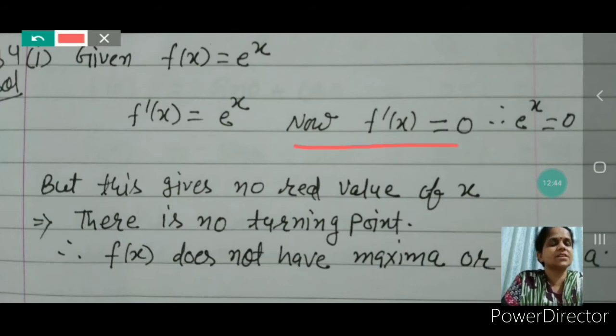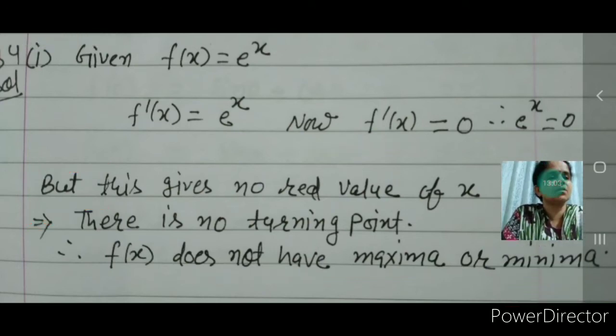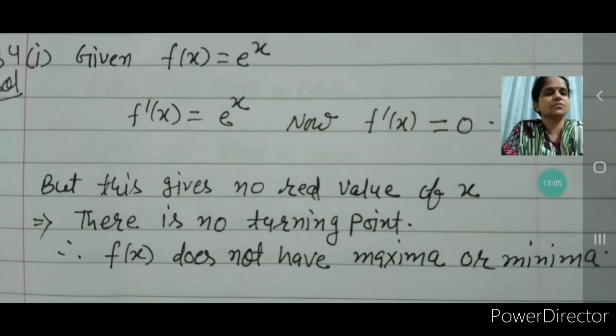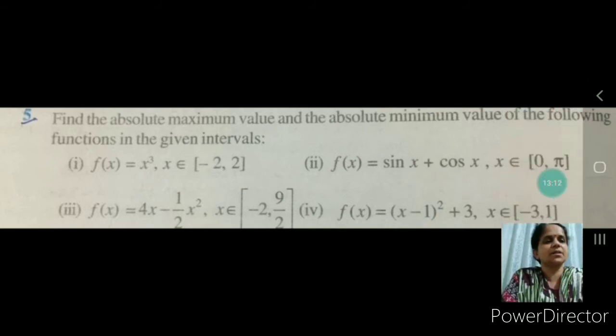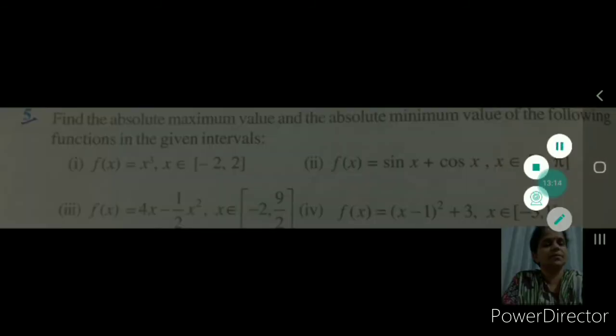Now f dash x is equal to 0. So you will get e raised to x is equal to 0. But this gives no real value of x. Okay. So there is no turning point, and hence f(x) does not have any maxima or minima values. Okay, so it is the answer of this question. Now move ahead.